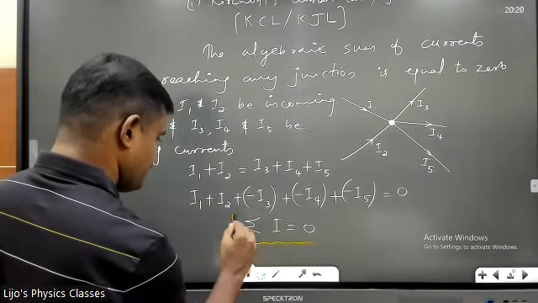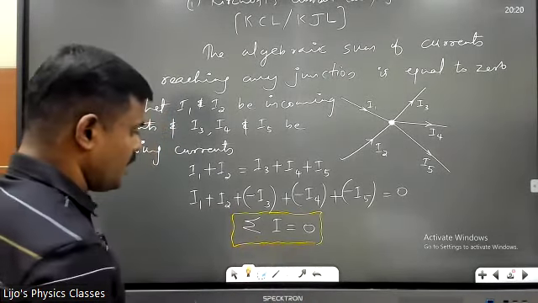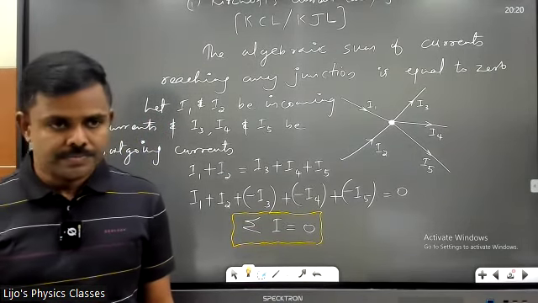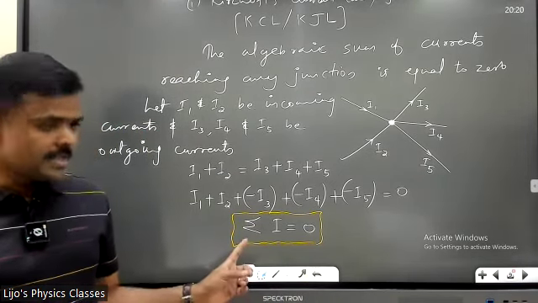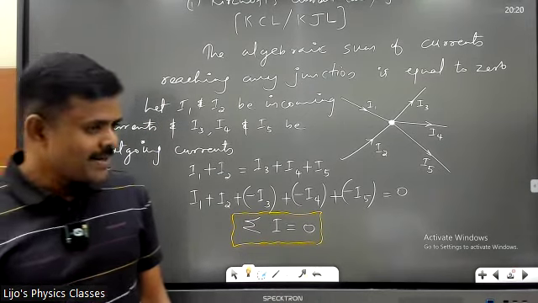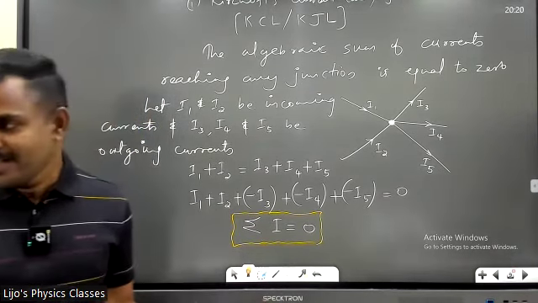Write this. This is the meaning of the algebraic sum of currents reaching a junction being equal to 0. Sigma is summation, adding. Sigma I is equal to 0. Okay, finished?